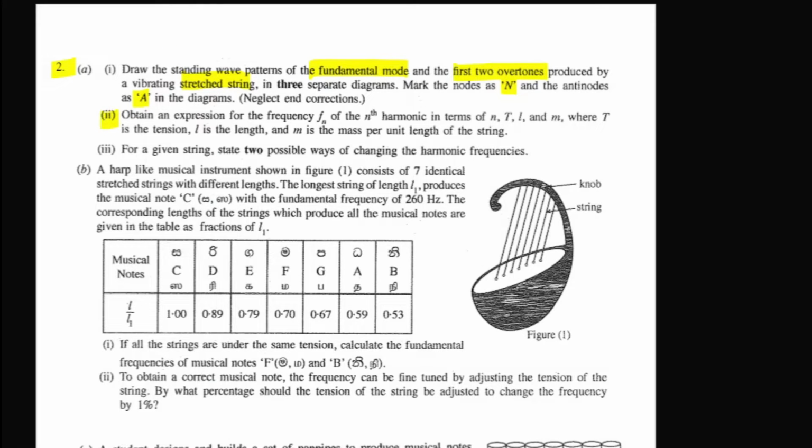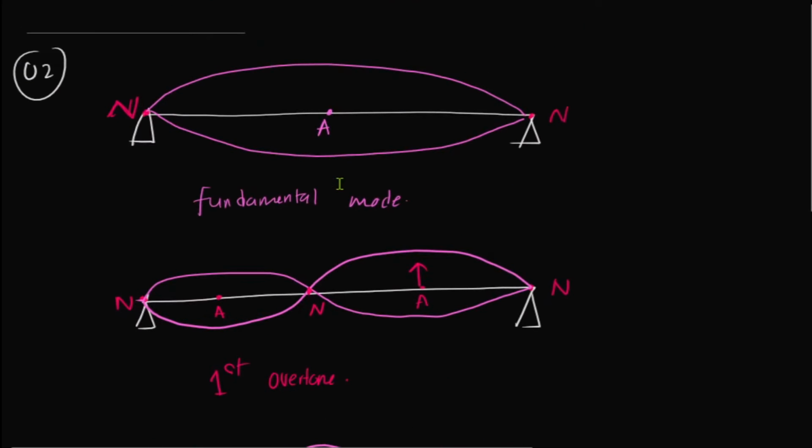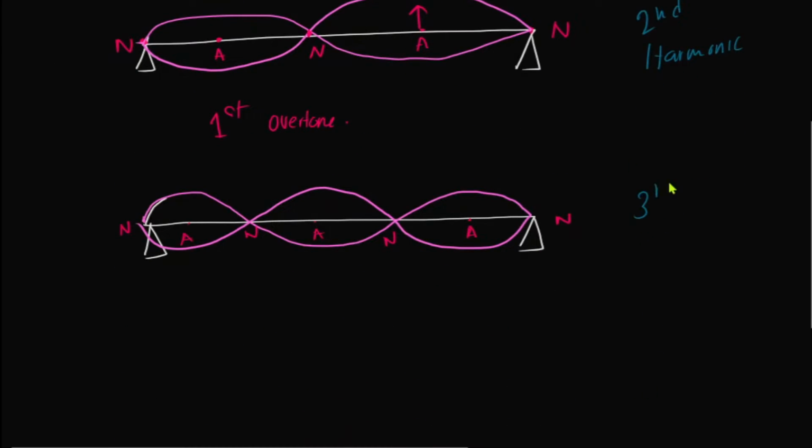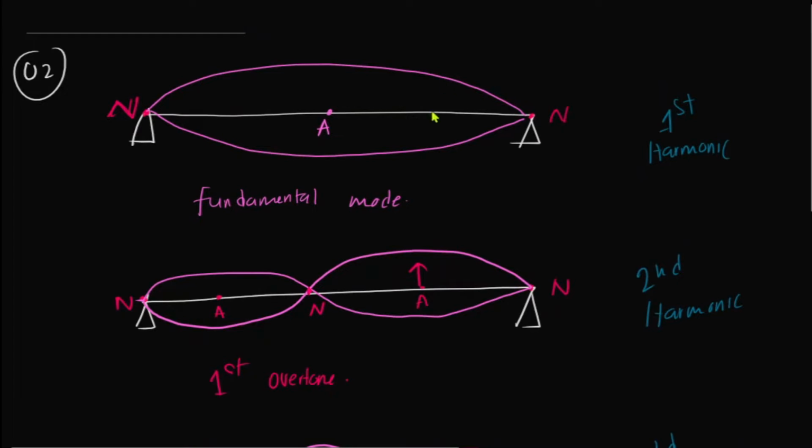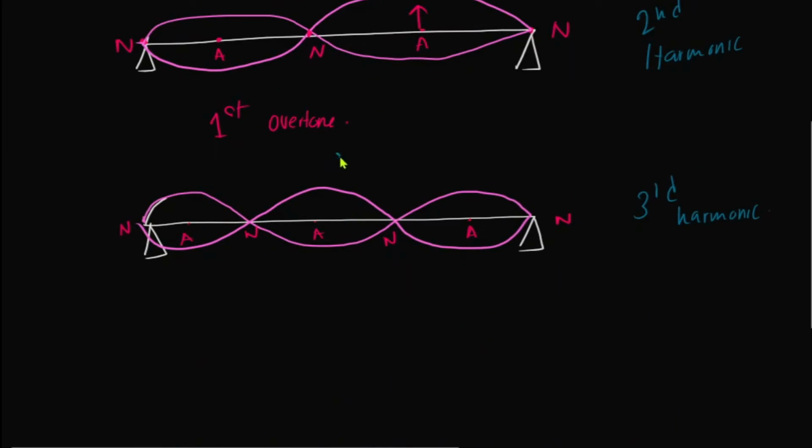In the second part, they are saying: obtain an expression for the frequency Fn of the nth harmonic in terms of n, T, L, m, where T is the tension, L is the length, m is the mass per unit length. We need to get an expression for the frequency of the nth harmonic. This is the first harmonic, this is the second harmonic, and this is the third harmonic. Observe that in the first harmonic there is one loop, in the second harmonic two loops, in the third harmonic three loops.